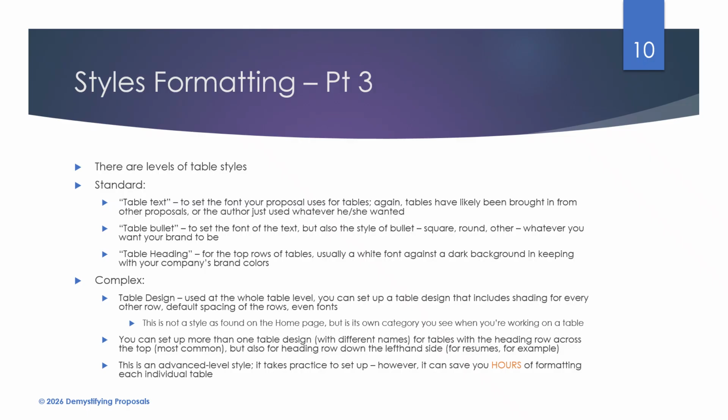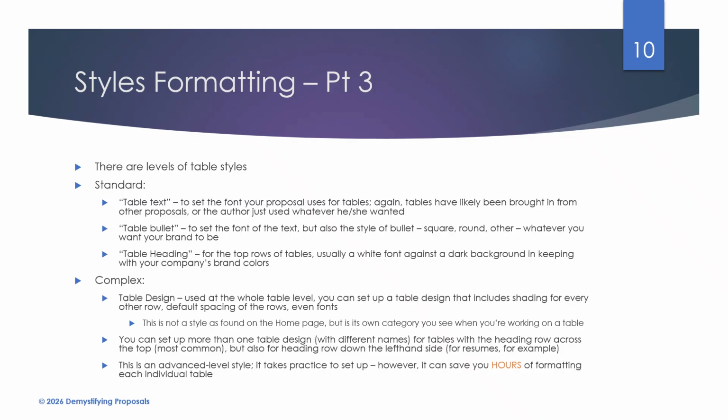Remember that your authors have likely brought in tables from other documents, or they've just created a table however they want to. So make sure that you use the table text style for your tables to make them consistent and compliant with whatever the RFP requirements are. Same with table bullet, right? If they've brought in tables from other documents, they may have a completely different style of bullet than the style of bullet that you want for your brand. So make sure that you apply the table bullet style, and that will make sure that all of your bullets are the same, whether that's square or round or something else, whatever you want your brand to be.